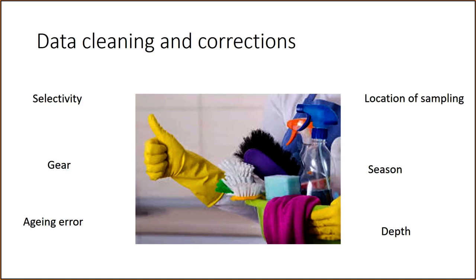The second is gear. Gear type is going to affect what type of fish you're catching. And so I separated out the biggest gear types into different observation equations, and then I removed any gear types that did not have sufficient sample size on their own.